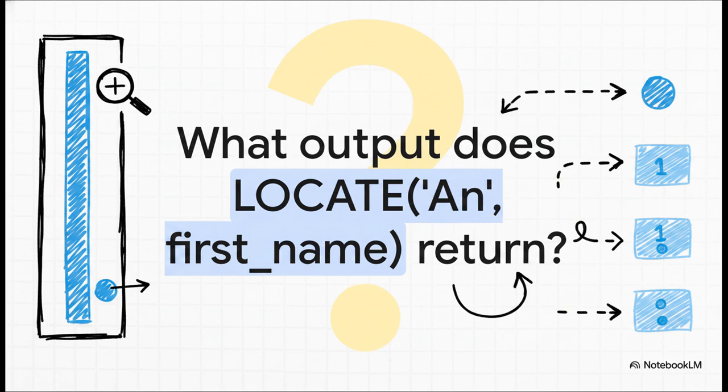All right, here's a slightly tricky pop quiz for you. What specific output does the locate function actually return to the user if we search for Ann inside the first name column? Does it return a name? Nope. It actually returns the exact numerical position where the sequence of letters Ann first appears in the string. So if a name starts with Ann, like Anna, it returns a 1. It literally locates the index number for you.